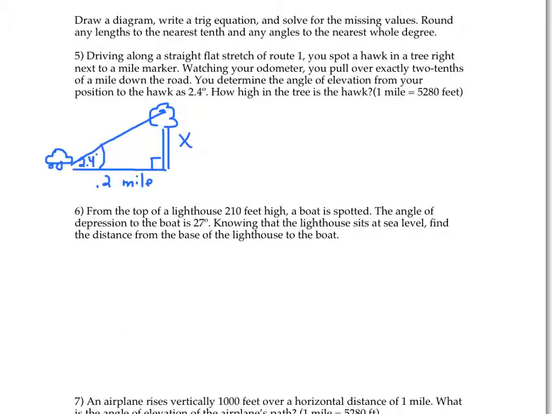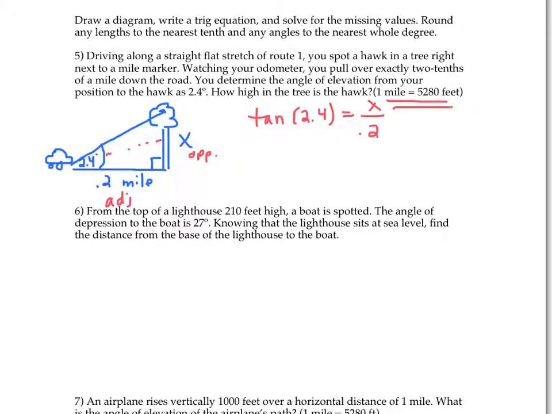So if we take a look at our angle, if you go across from the angle, x is labeled as the opposite side. The 0.2 miles, that distance, is the adjacent side, so we need to work with a tangent function. So tangent of our angle, 2.4, is equal to opposite side x over adjacent side 0.2. Now, we're going to convert this to feet. In the end, we're given a little clue here that 1 mile equals 5,280 feet. You could do it now, but I'm going to choose to do it at the end of the problem.